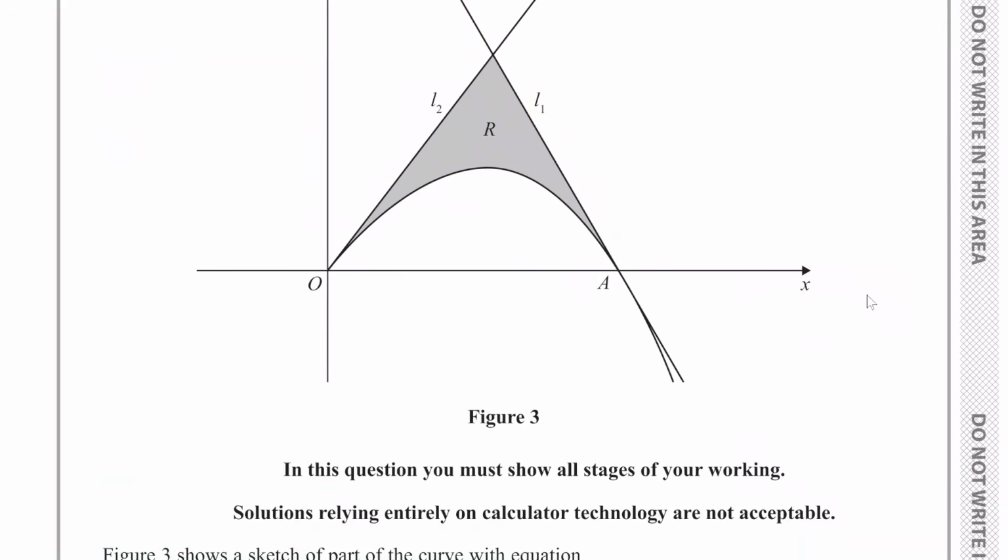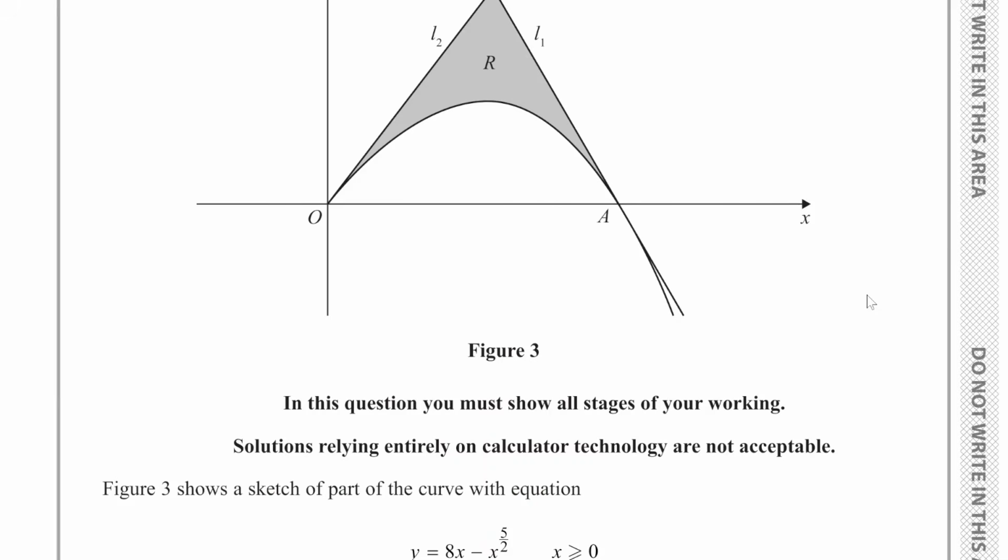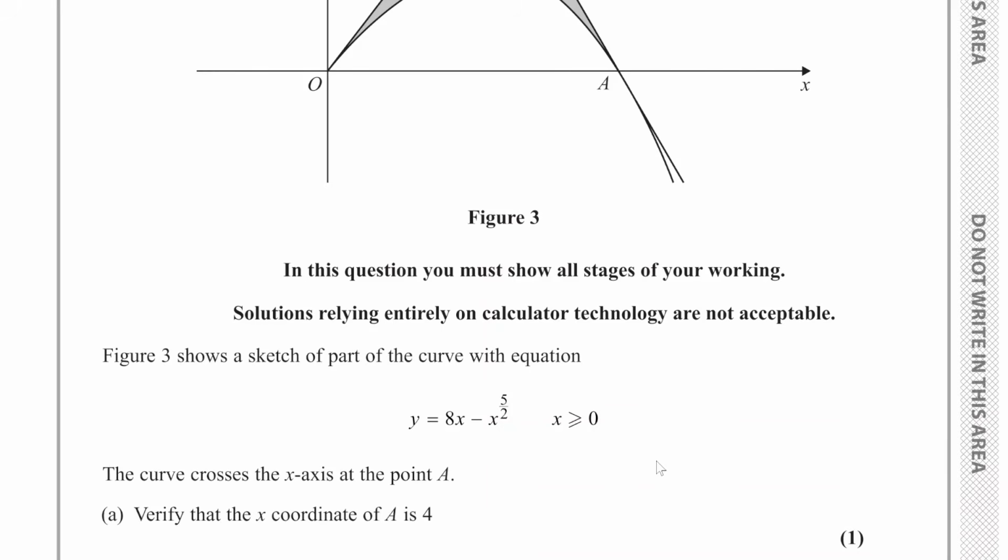Question 10. Figure 3 shows a sketch of part of the curve with equation y equals 8x minus x to the power of 5 over 2, where x is greater than 0. The curve crosses the x-axis at A. Verify the x-coordinate of A is 4.